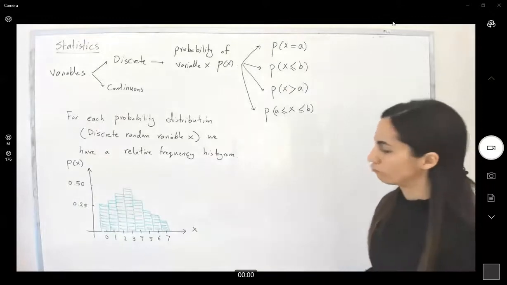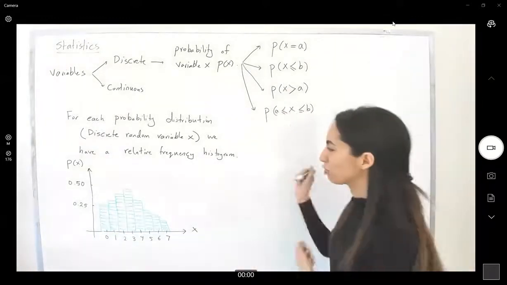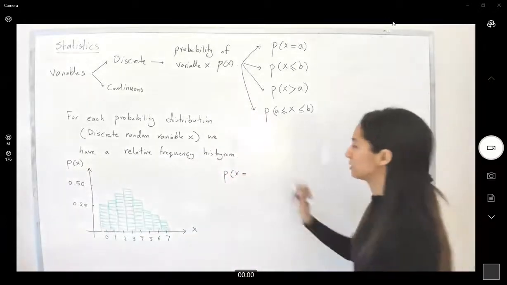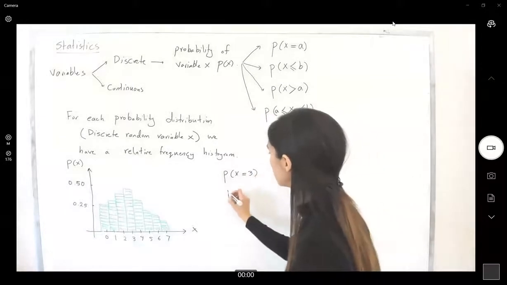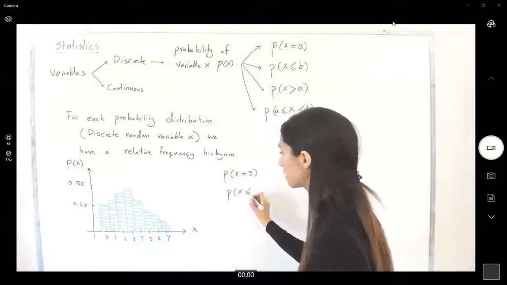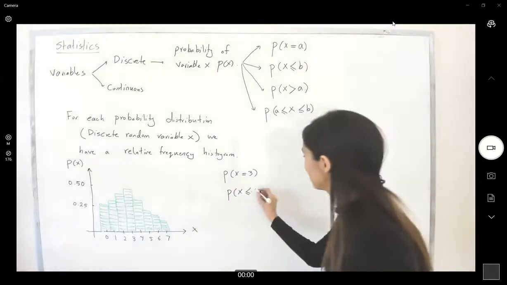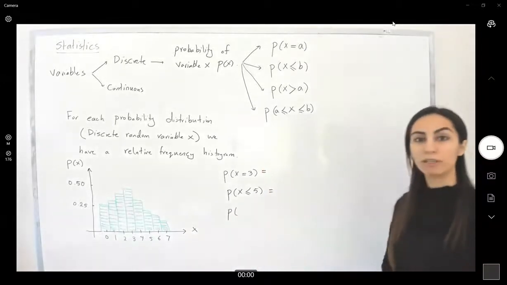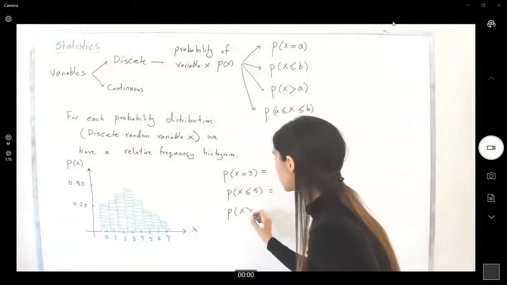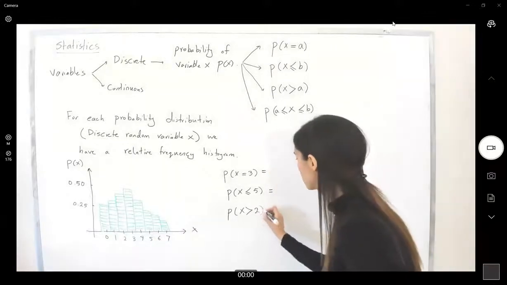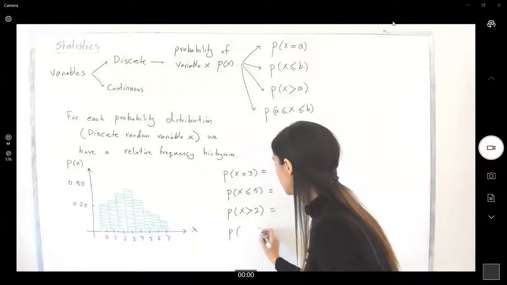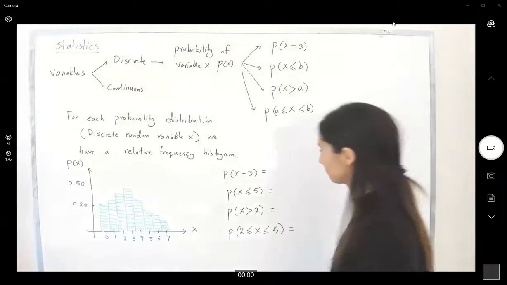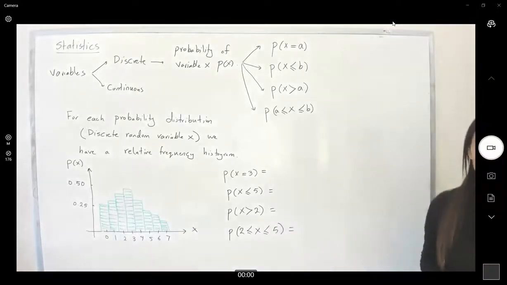Well, suppose I ask you to find the probability that x is exactly 3. Suppose I ask you to find the probability that x is less than or equal to 5. Suppose the question says, find the probability that x is greater than, let's say, 2. And finally, find the probability that x is bounded between 2 and 5. How do we calculate these probabilities?